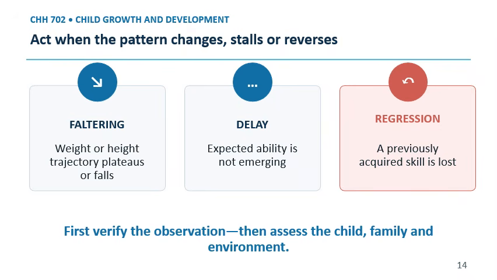The downward arrows over faltering represent a trajectory that has slowed or fallen. The dot over delay represents an ability that is not emerging as expected. The curved backward arrow over regression represents loss of an acquired skill. These are different phenomena and should be described accurately. A child who has never acquired a skill is delayed in that area. A child who acquired it and then lost it has regressed.